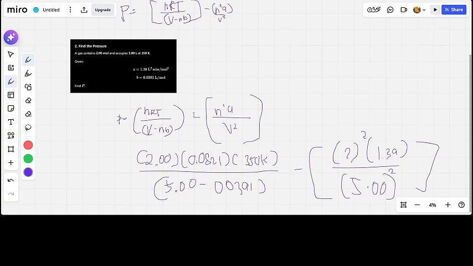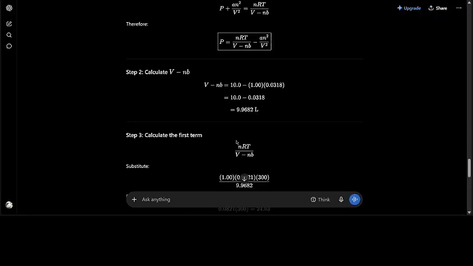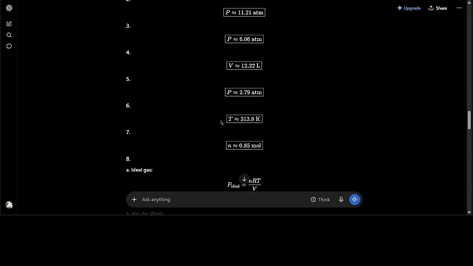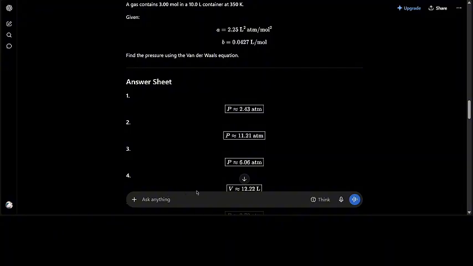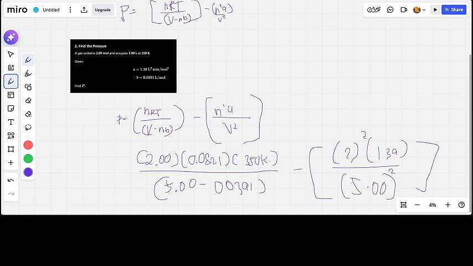0.0391. I mean minus, times minus 2 times 1.39 squared minus 1.39 over 5.00 squared, which is equal to 11.36 atmospheres. It says here 11.36 atmospheres.